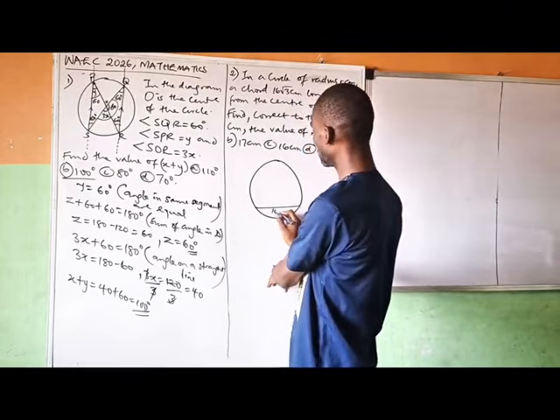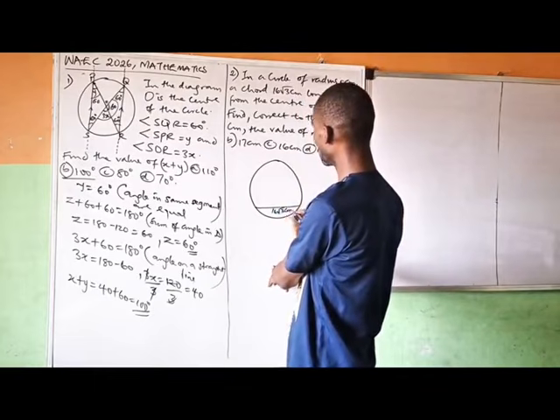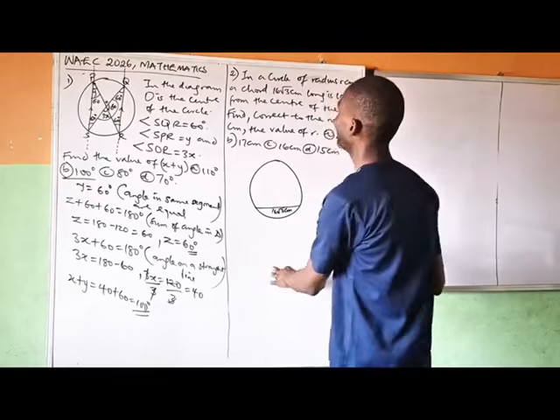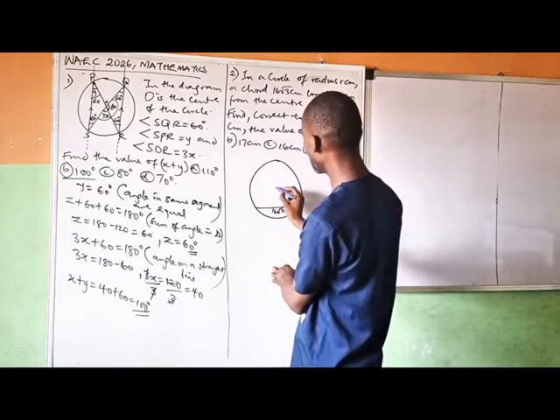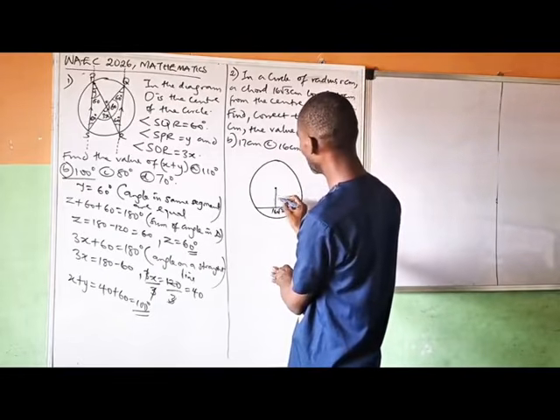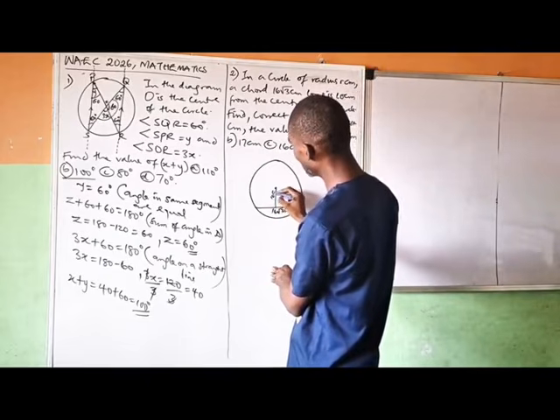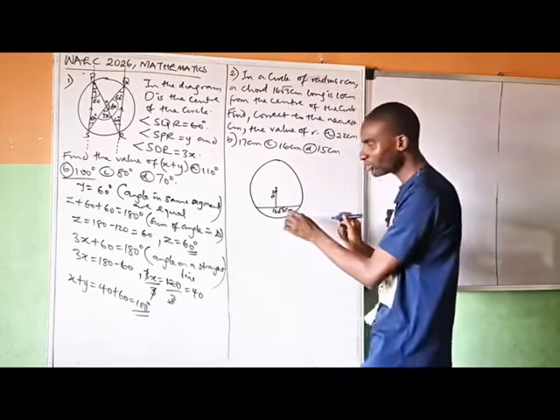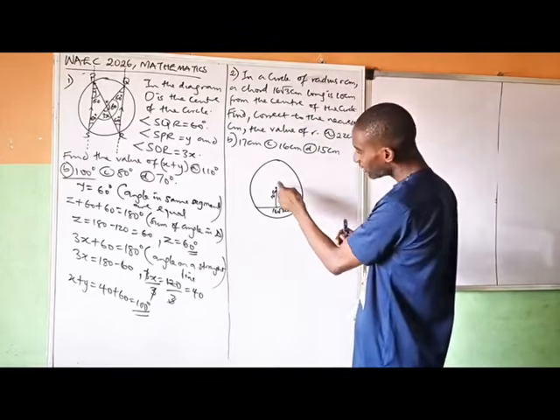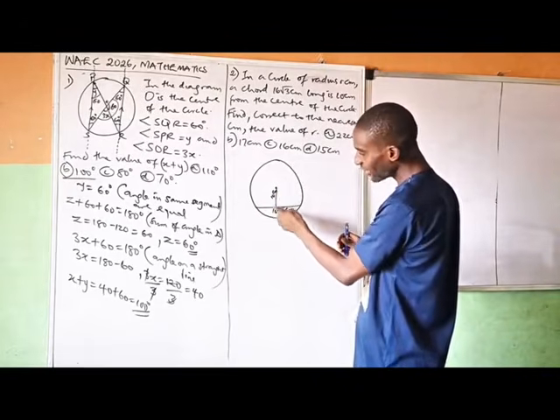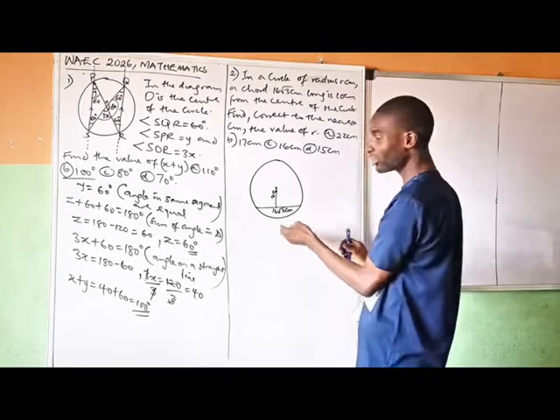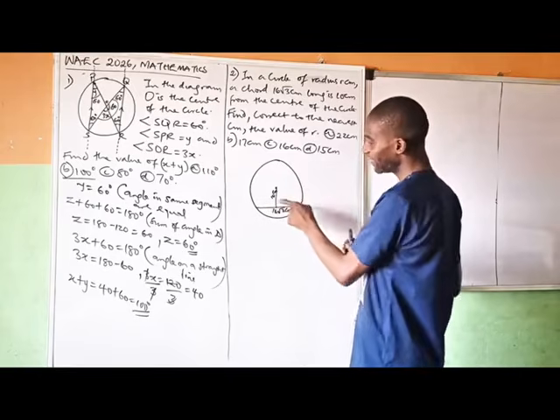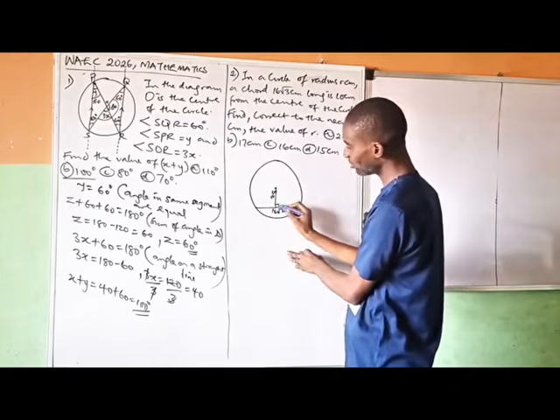That's the length of the chord. It's 10 centimeters from the center. This is the center, 10 centimeters from the center of the circle. You remember, according to the theorem, this line from the center of the circle to the chord divides the chord into two equal halves. That's number one. Then it forms an angle of 90 degrees with the chord.